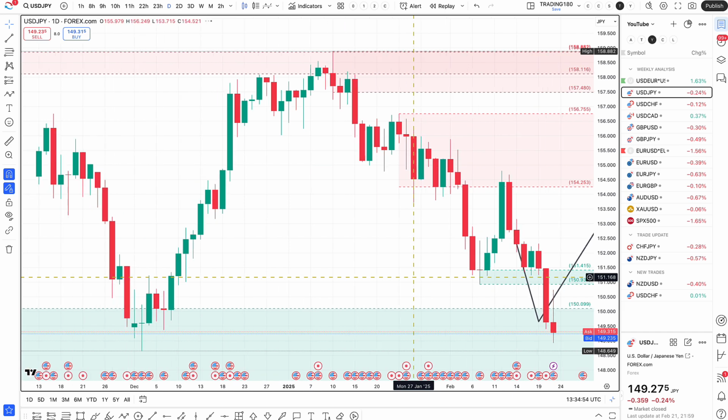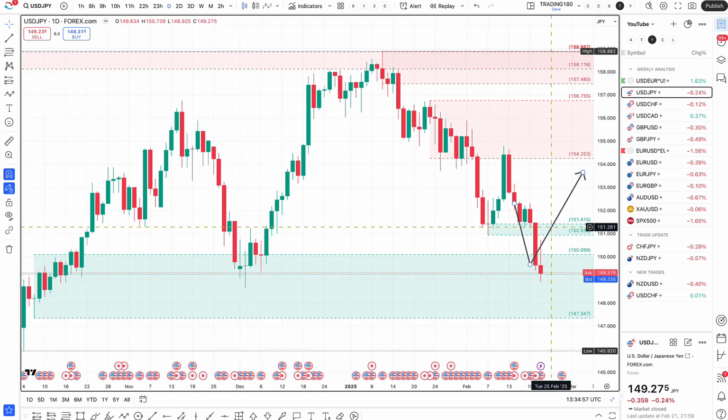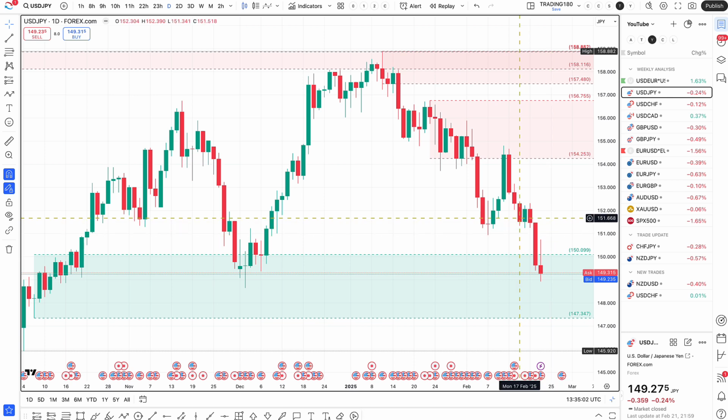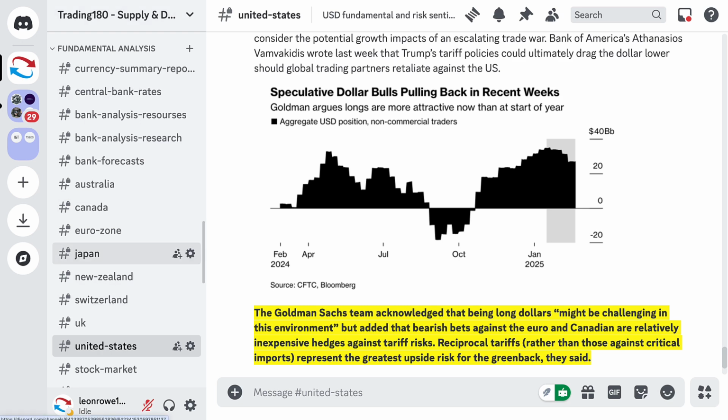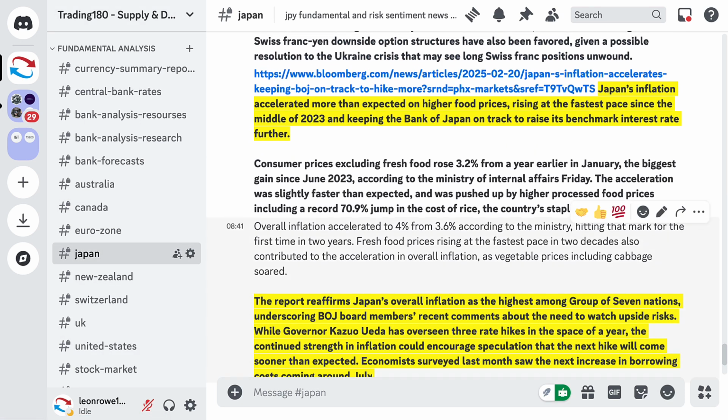Again, we've seen the yen strengthen over the past day, or actually even more than that, because of two things, of course: risk off sentiment coming into the market, as well as inflation data for Japan coming in higher than expected, which is bringing closer the expectation that the Bank of Japan may actually raise rates sooner than expected.